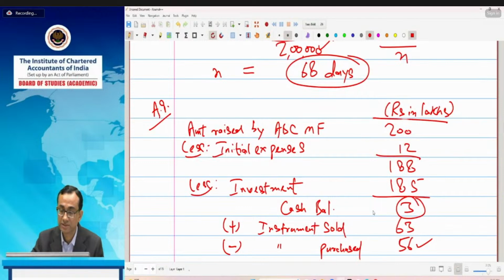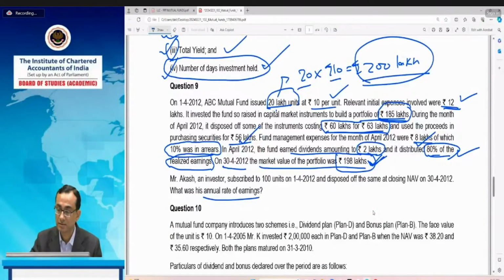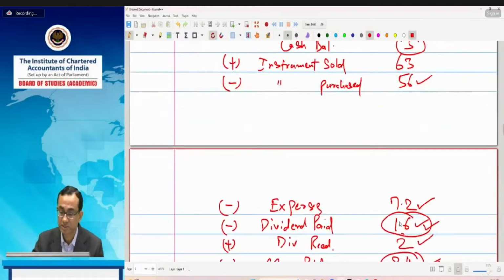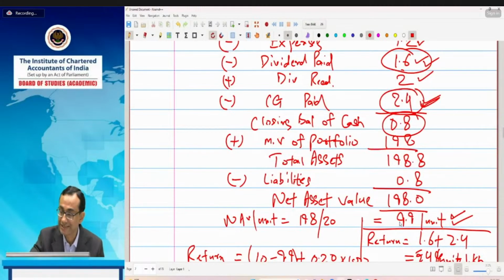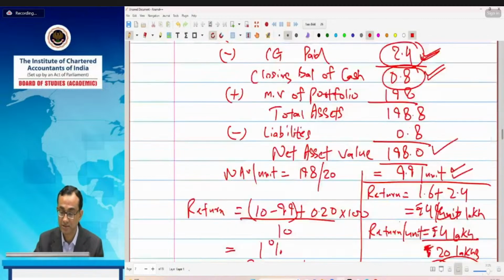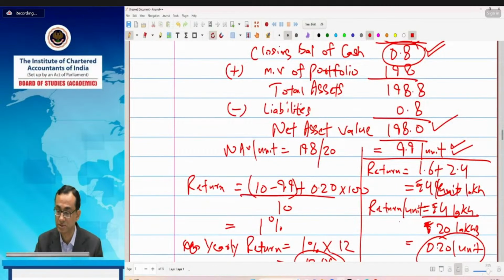So how have we proceeded with this question? We first of all see that the annual rate of return has to be calculated. But in this question, the closing NAV was not given. So in order to calculate the closing NAV, we calculated the closing balance of cash from the various transactions which took place during the month of April. Once we get the closing cash balance, we add the market value of the portfolio, which is given in the question, and we get the total assets. Total liability is also given because out of the total fund expenses, 20% was in arrears. So we deduct the liabilities and we get the net asset value. This 198 is the total net asset value. We divide this total net asset value by the number of units, which is 20 lakh given in the question. We got 9.9 per unit, which is the closing NAV.